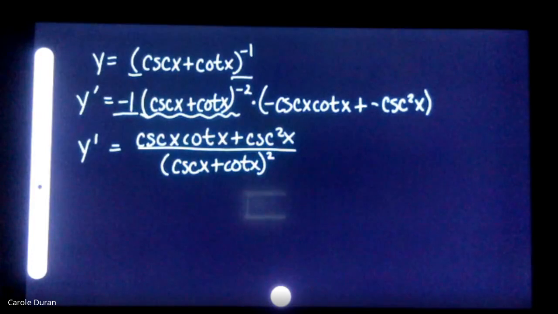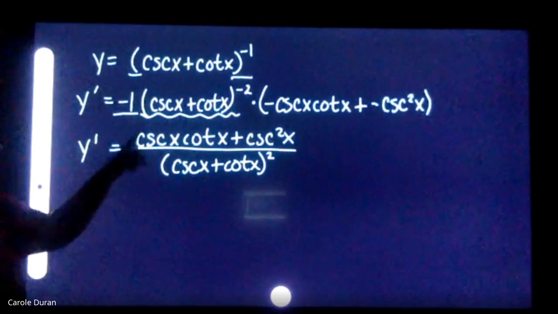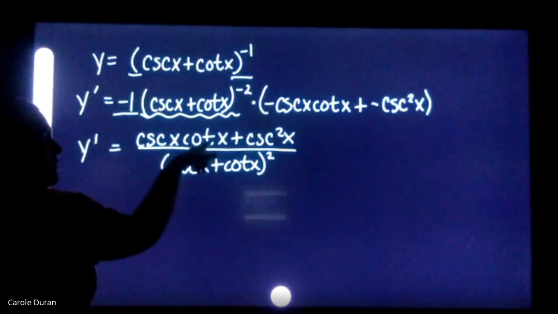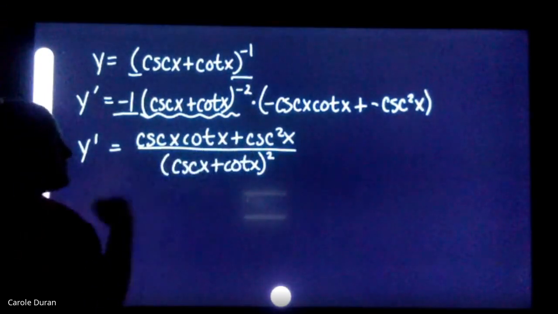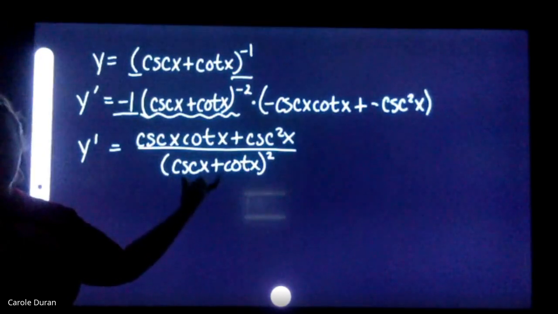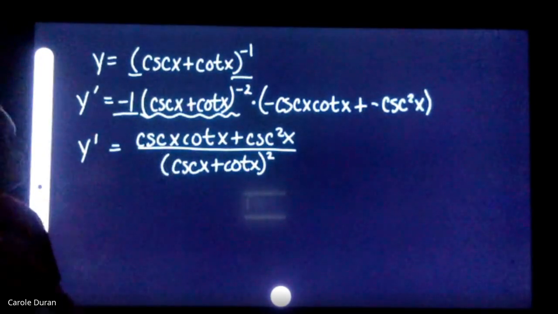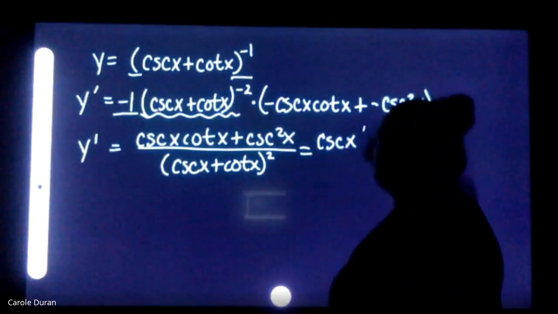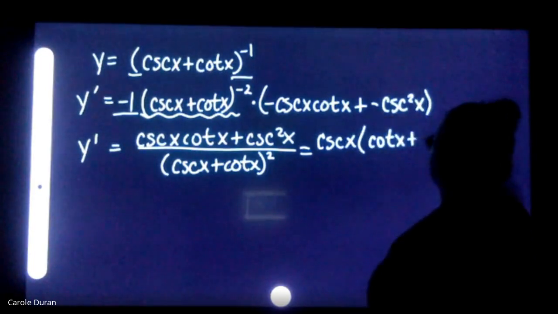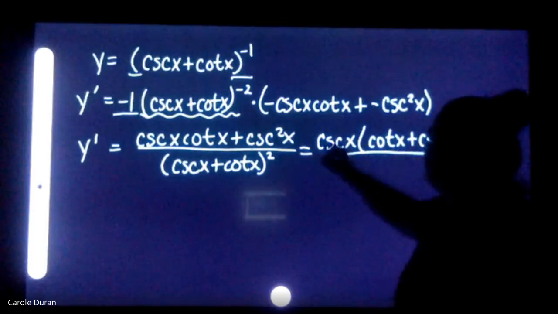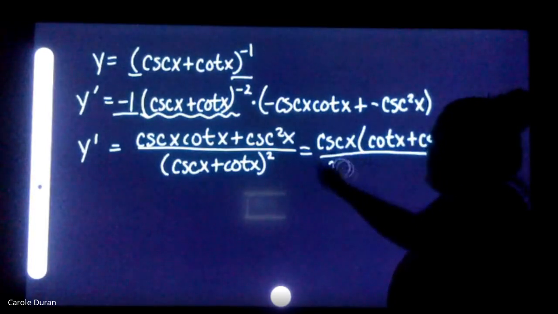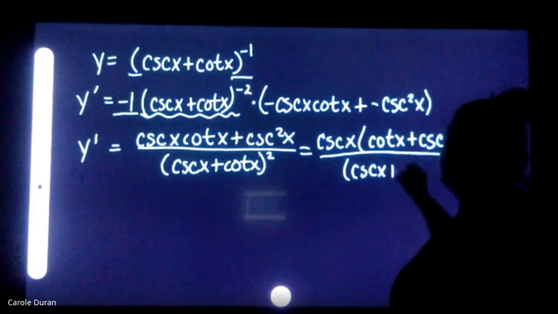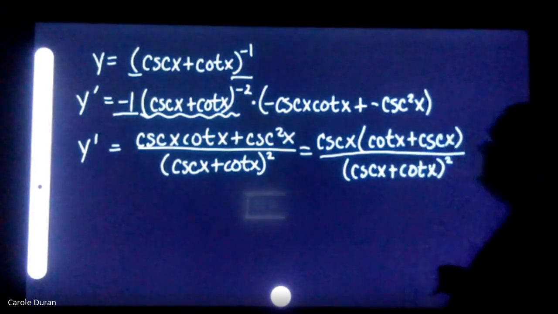I am not finished, however, because I can reduce this farther. So I notice in that numerator that if I were to take a cosecant out of each of these two terms, I'm going to be left with cotangent x plus cosecant x, which is going to match one of the factors from my denominator, which is going to allow me to cancel them out. So then this becomes cosecant x times cotangent x plus cosecant x over cosecant x plus cotangent x squared.